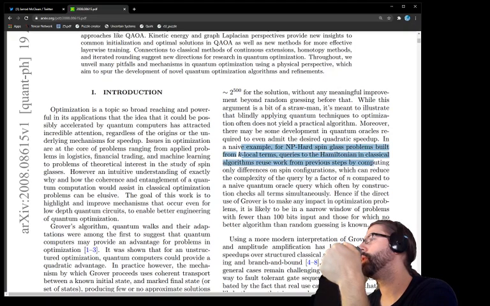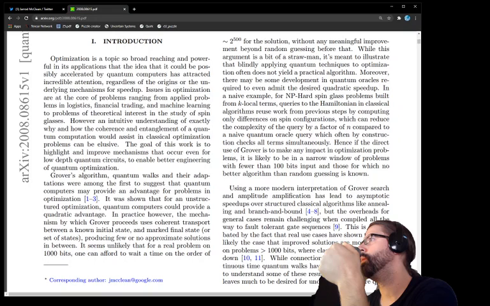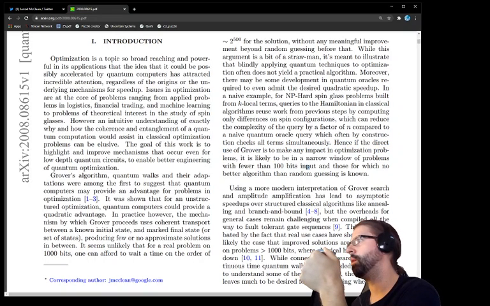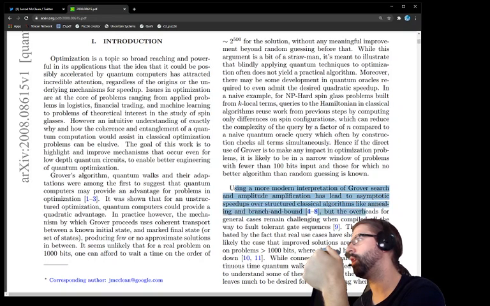If the direct use of Grover is to make any impact on optimization problems, it is likely to be in a narrow window of problems. Using a more modern interpretation of Grover's search and amplitude amplification has led to asymptotic speedups of structured classical algorithms like annealing and branch and bound, but the overheads for general cases remain challenging.